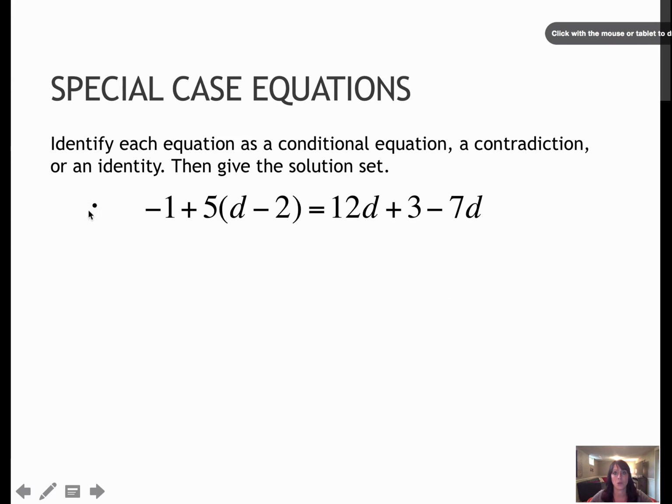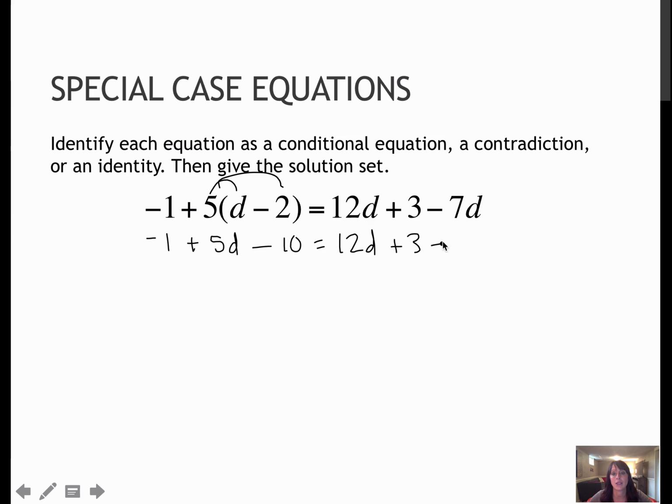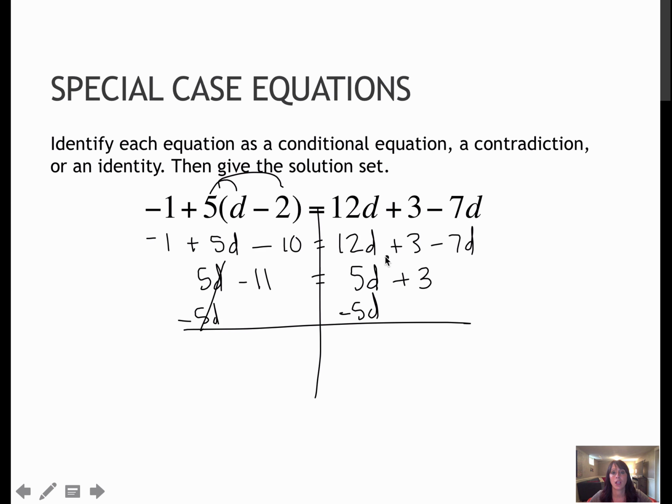So let's take a look at the first one. Again, we're just using our distributive property. Minus 10 on this side, no distributive property necessary. Then I'm going to combine like terms. So on the left side, I'm going to combine -1 and -10. On the right side, I get 5d plus 3. And we can see from this point that we have the exact same amount of variables on each side. But let's go ahead and take it to the next step and subtract the 5d. And when I do that, I get -11 equals 3.